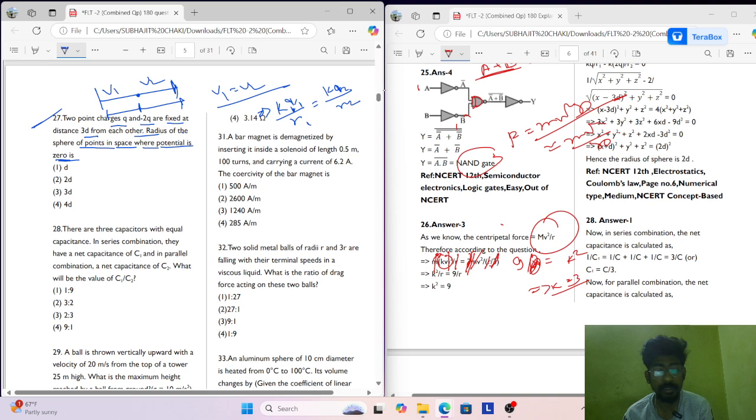Let the points be x, y, z, and the point where the potential is 0. So from this triangle, we can calculate here this is the point x comma y comma z. This is the locus of the point. This is 0 0. This is 3d comma 0, in a field.